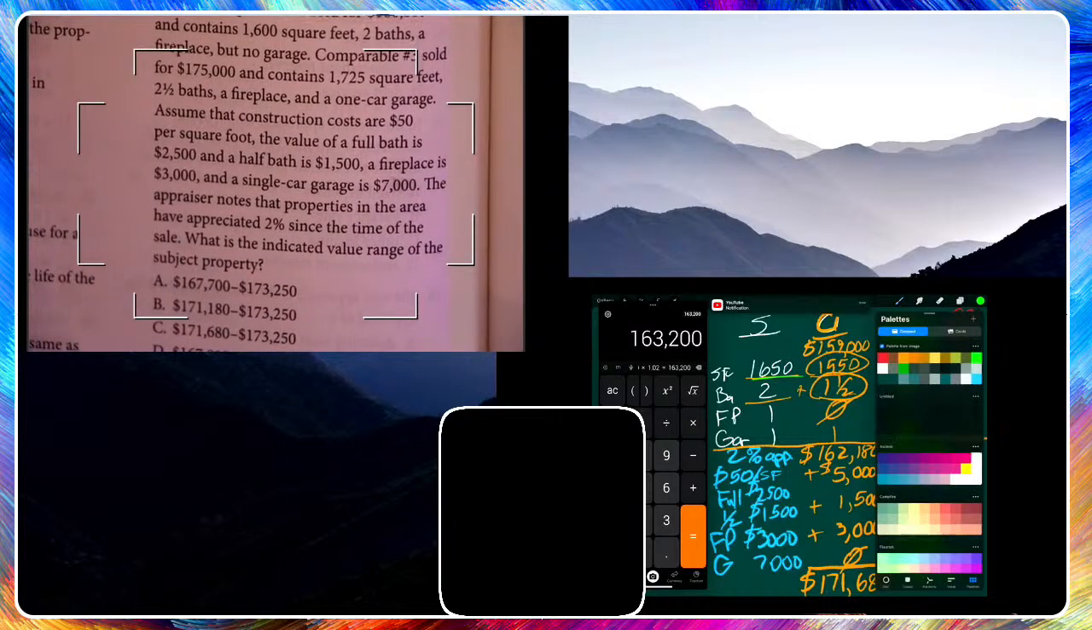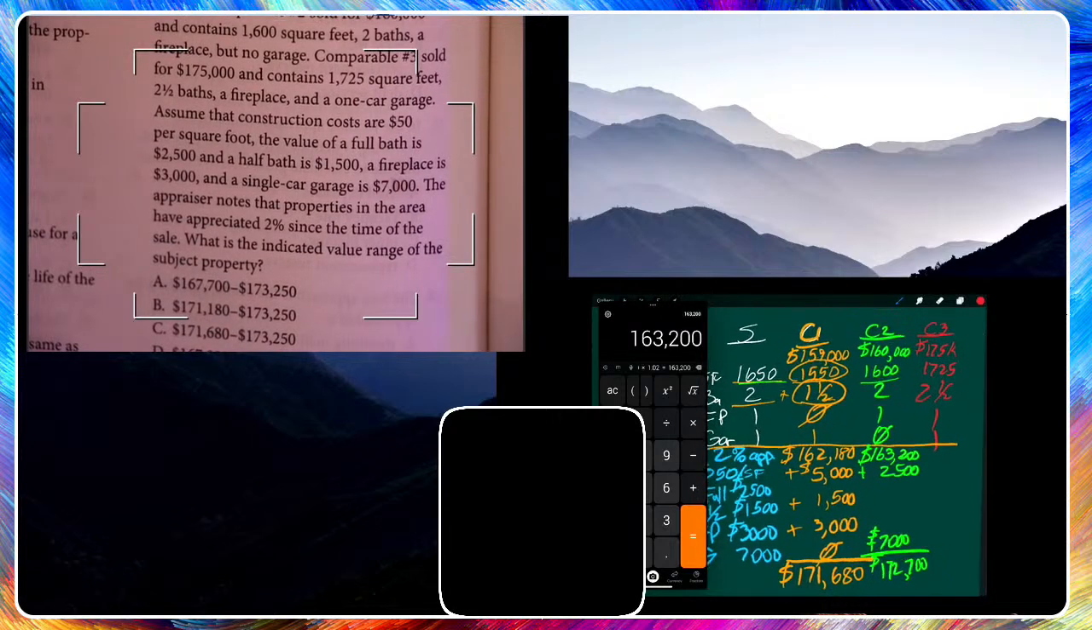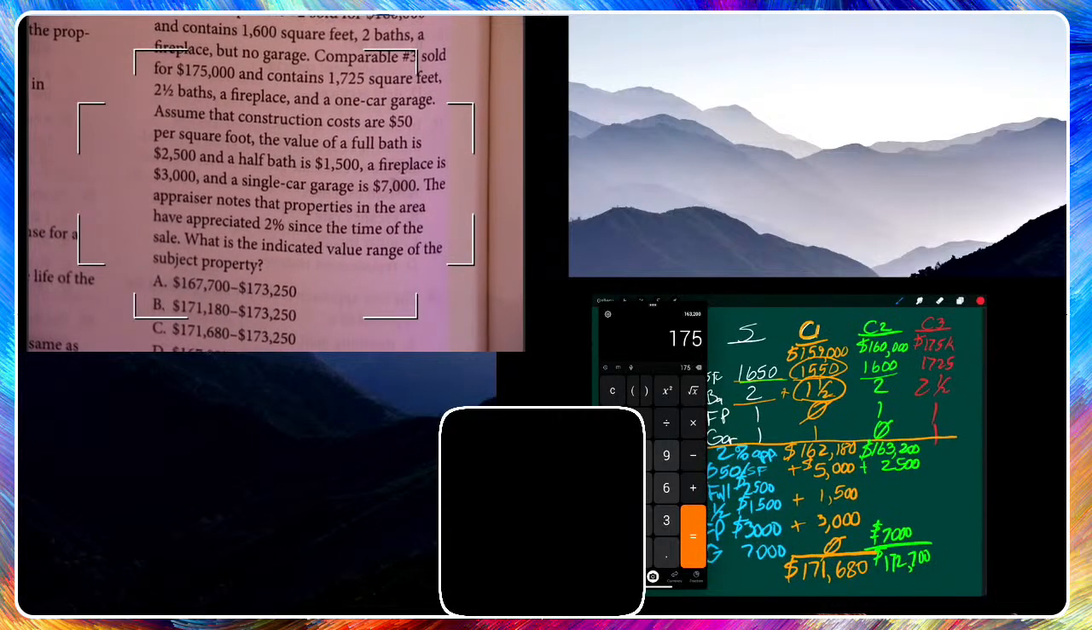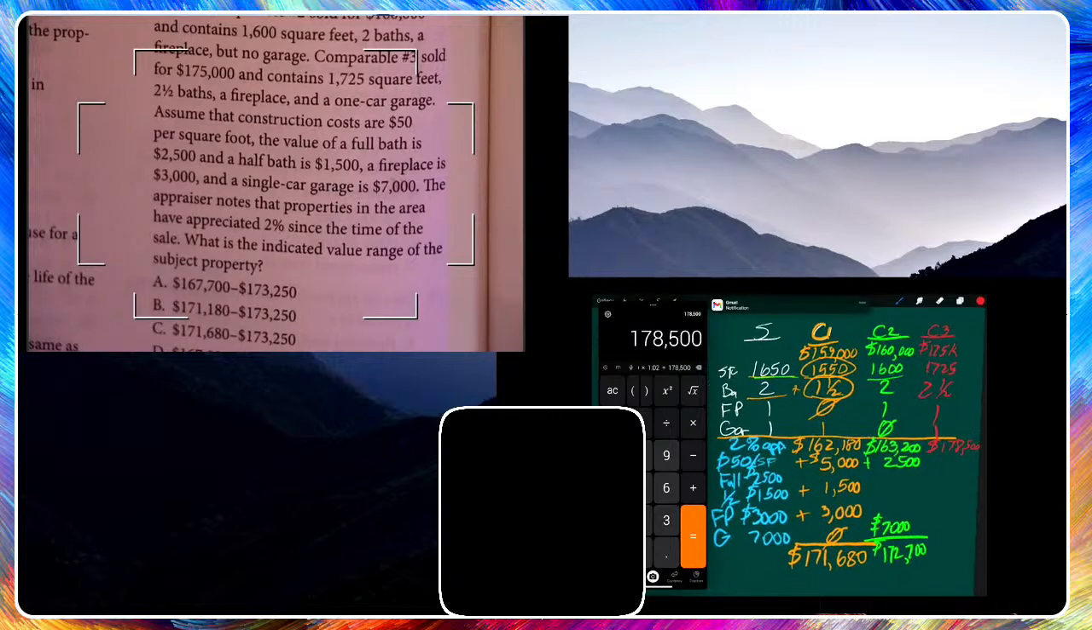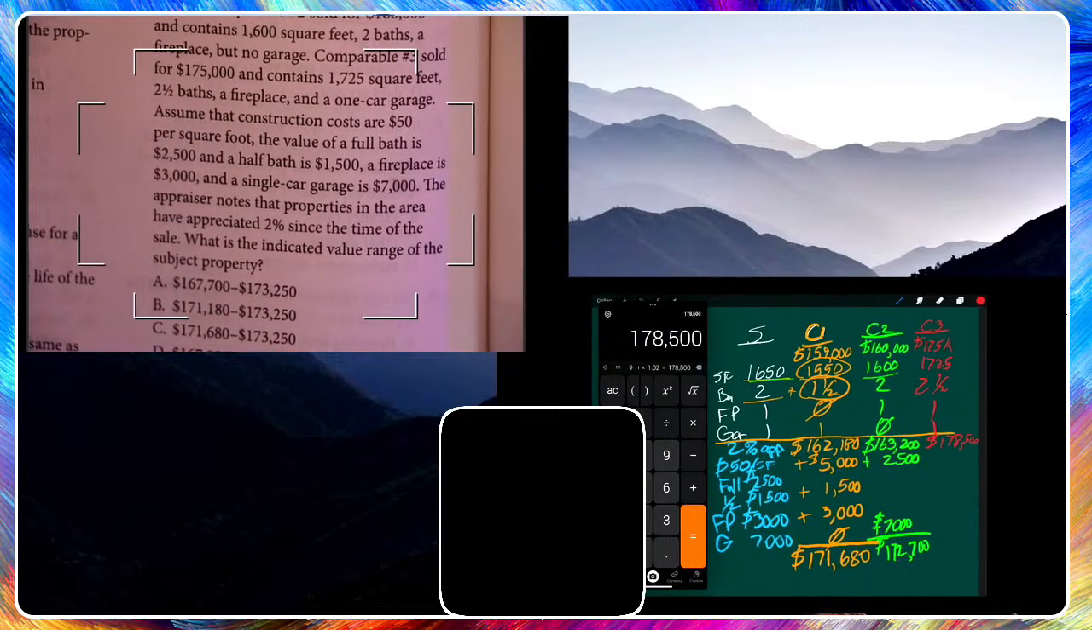And then the last one, same concept. 2% of 175 is 178.5. The square footage, it's 75 more square feet. So we're going to take 75 times 50 to get the square footage amount difference. And we're going to subtract this time. Subtracting because the comp is bigger.